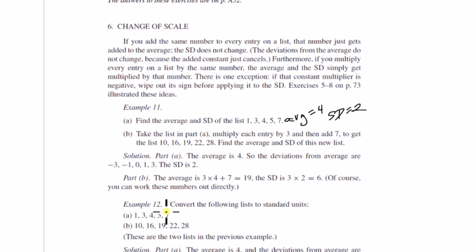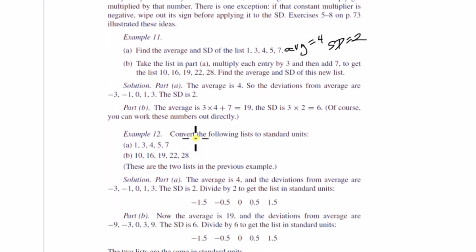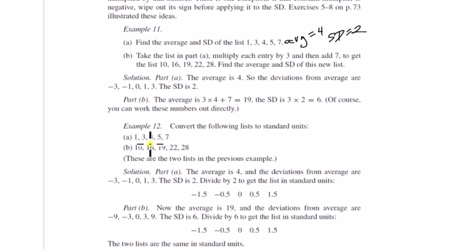Okay, but now what they want to do is, here's the same two lists, but let's convert them to standard units first. All right, so if you convert the first list to standard units, you get this. And if you convert the second list to standard units, you get that same exact list. So that's interesting, right? If we did any kind of combination of adding the same number to every number in a list, subtracting the same number, multiplying the same number, any combination of that, then as far as the standard units go, the standard units don't change.